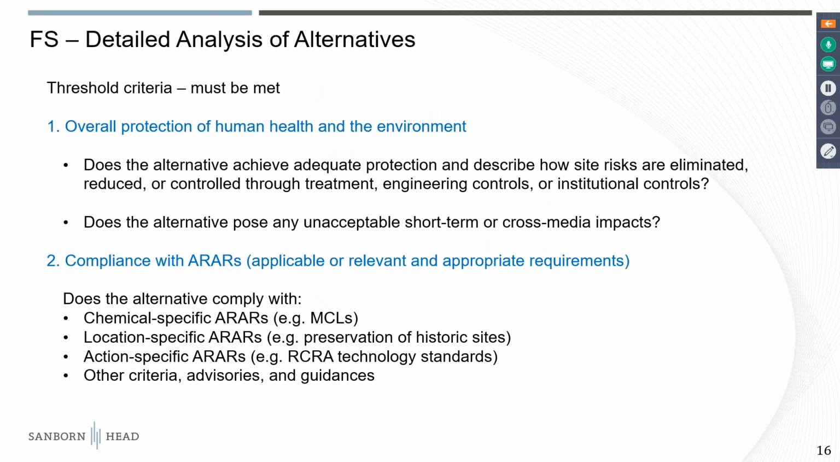So just drilling down a little bit on what these criteria are, and I will also mention that some states follow the EPA criteria exactly, and other states have slight differences, and we'll touch on those in just a second. But here are the EPA definitions of each one of these criteria. First one is overall protection of human health and environment. Again, this is a threshold criteria. In the feasibility study, each alternative has to address how it will be protective of human health and the environment.